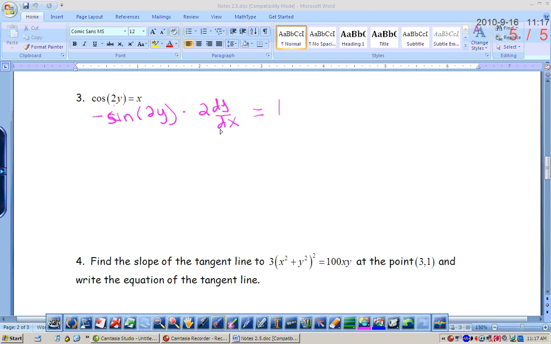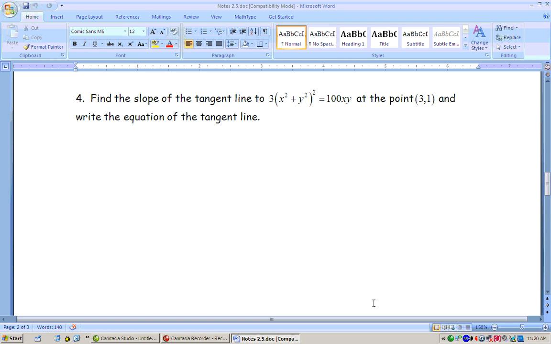All right, this one's fairly simple to solve for dy dx. I basically just need to divide by negative 2 sine 2y. So dy dx equals negative 1 over 2 sine of 2y. And you could have put the negative on the bottom. I just tend to bring negatives up to the top because I personally lose them sometimes.